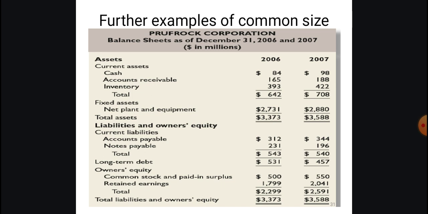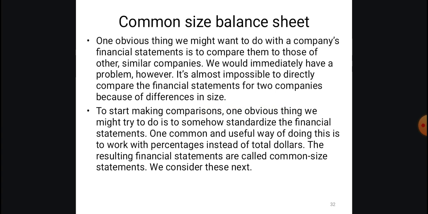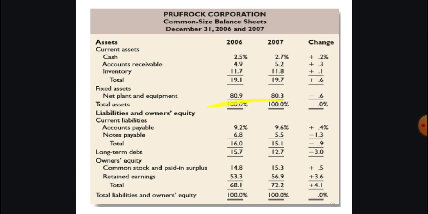The Proof Rock Corporation has such balance sheets in 2006 and 2007 at the end of the respective years. So based on this, we can develop the common size analysis, the common size balance sheet, in the same way. In 2006, we have this benchmark, which is total assets, 100%. And 2007 is the same way. This is taken as the benchmark.